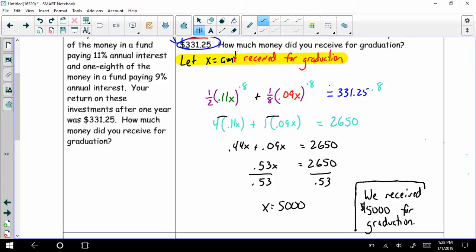The moral of the story is when you graduate, invest the money.